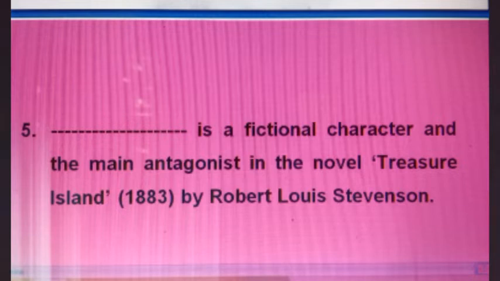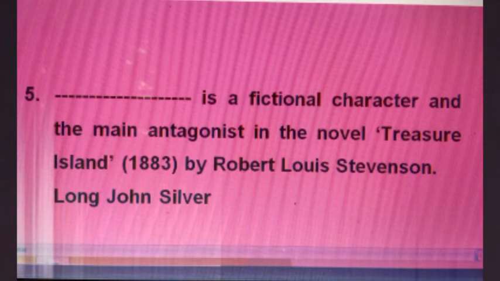Now the fifth question. Dash is a fictional character and the main antagonist in the novel Treasure Island, 1883, by Robert Louis Stevenson. Answer, Long John Silver. Long John Silver is a fictional character and the main antagonist in the novel Treasure Island by R.L. Stevenson.